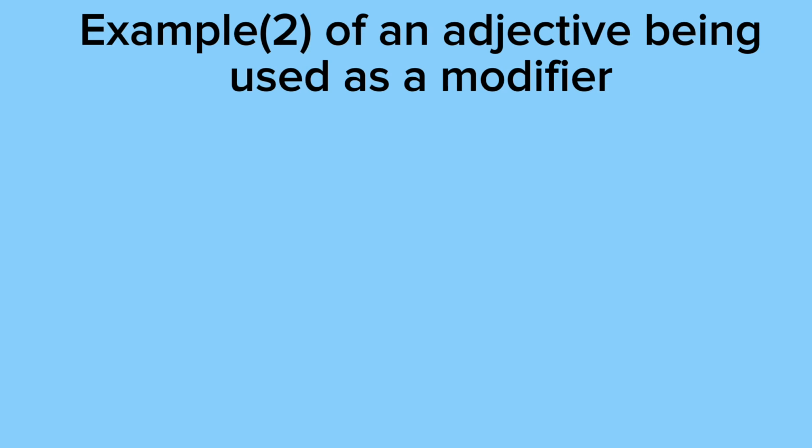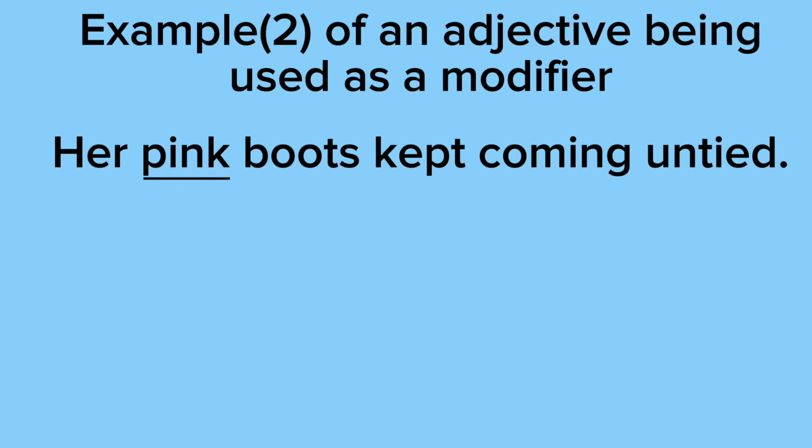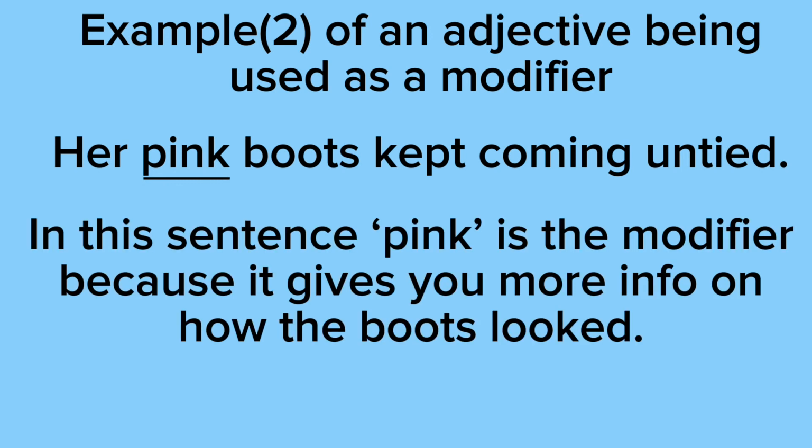Our second example of an adjective being used as a modifier says, her pink boots kept coming untied. As you can see, pink is the adjective in this sentence because it's describing the noun, which is the boots. And it's also the modifier in this sentence because it's giving us more information on how the boots look.